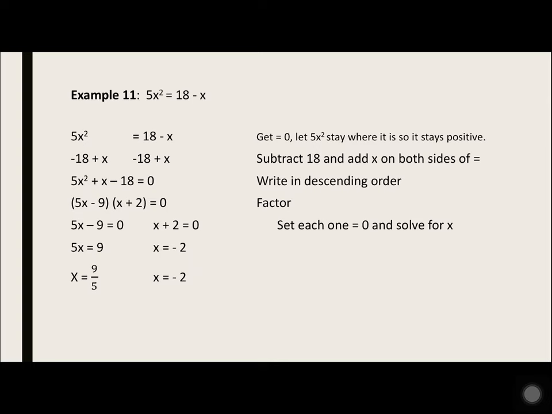When you get it set equal to 0, your x squared, whatever number's in front of it, you want it to be a positive number. And you always write descending order. X squared, you want it equal to 0 and factor. That's the end.